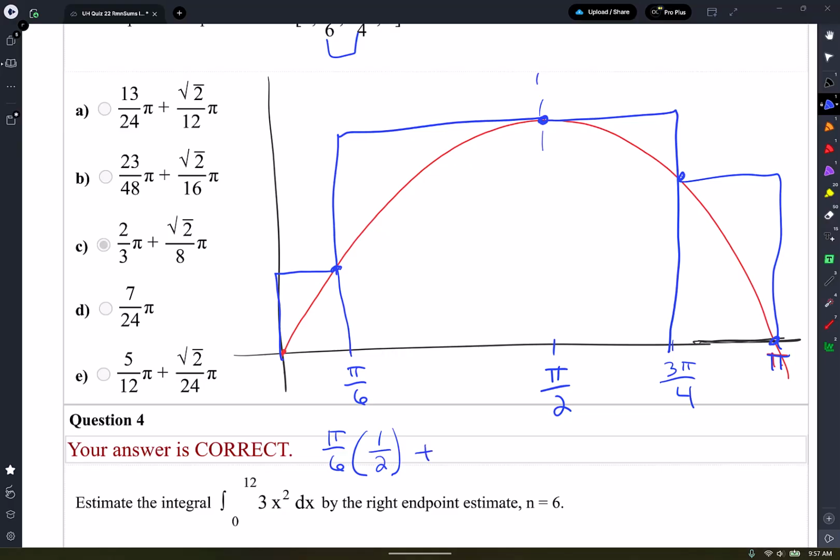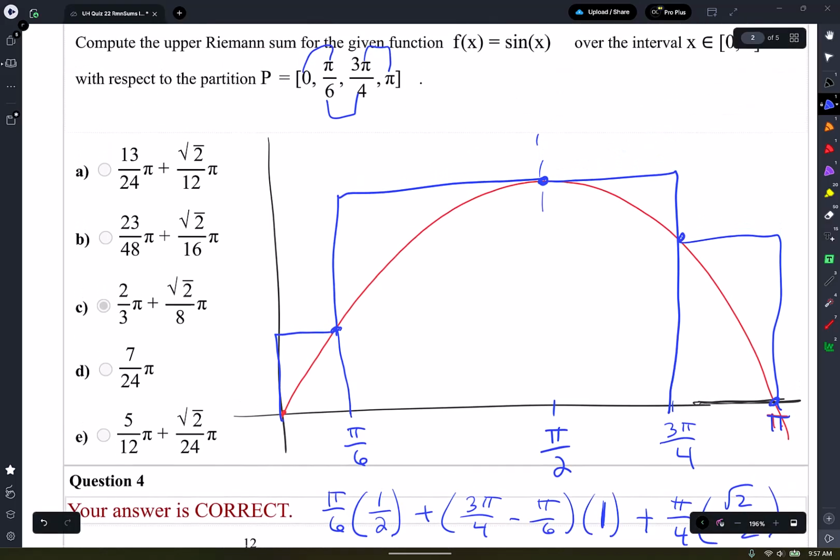Plus the gap between pi over 6 and 3 pi over 4. I'm just going to try 3 pi over 4 minus pi over 6. That's the delta x. Times sine of pi over 2, which is 1. And then plus the gap between pi and 3 pi over 4. That one we can do pretty quickly. That's just pi over 4, like 1 whole minus 3/4 of a pi. And then I'm going to multiply by sine of 3 pi over 4, which is square root of 2 over 2.